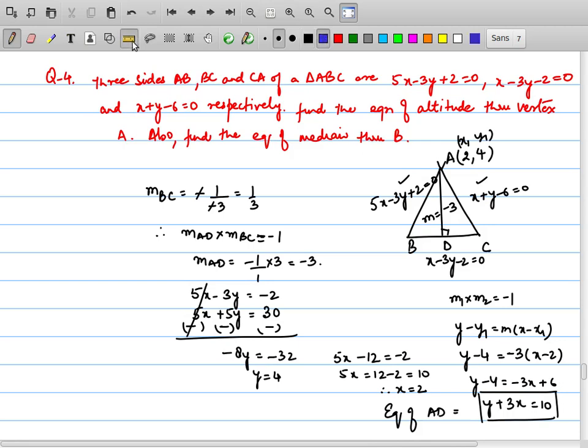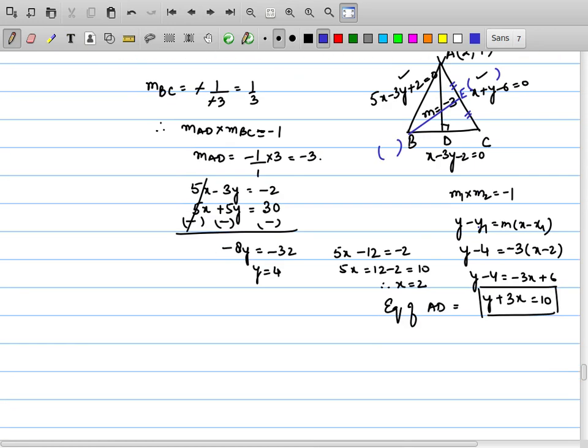Median through B. What is median? Median is the line which bisects the other side. That means this length and this length are equal. Let's say this is E. So we need the equation of BE. Now for BE we need what? The coordinates of B and the coordinates of E. What is E? E is the midpoint of AC.